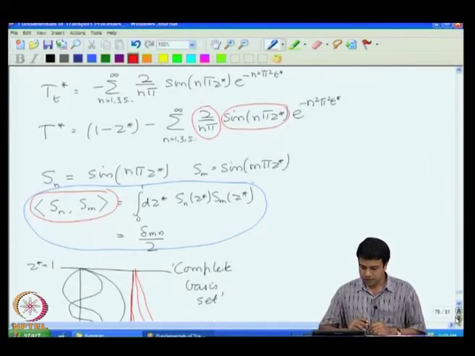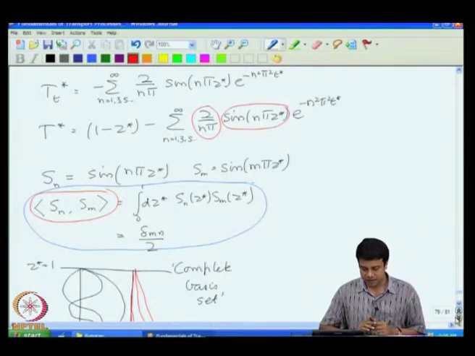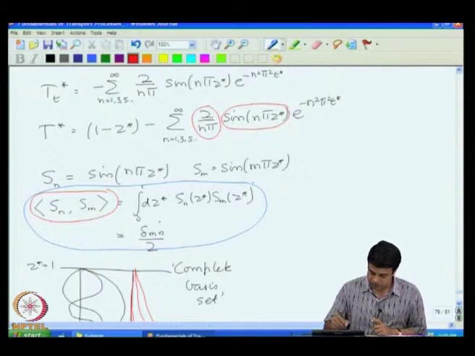Okay. So, if I write S n is equal to sine n pi z and I define the product, inner product S n times S m as integral 0 to 1 dz of S n of z times S m of z, this is 0 if n is not equal to m, it is equal to half when n is equal to m, and it is given by this delta function symbol.